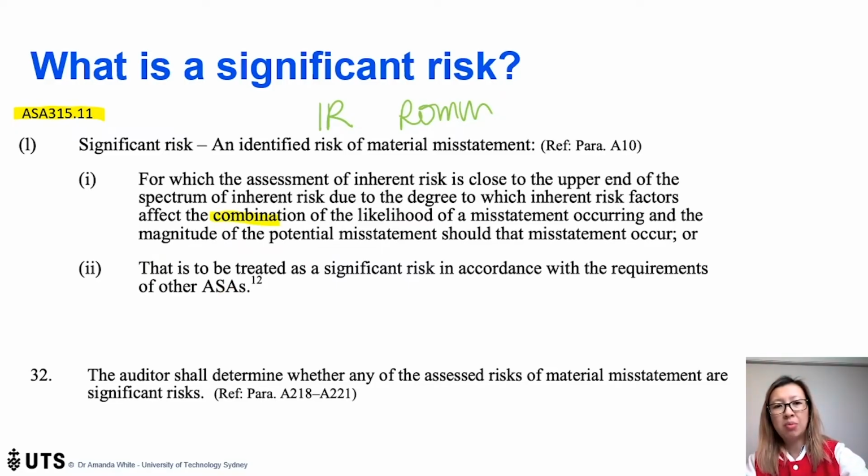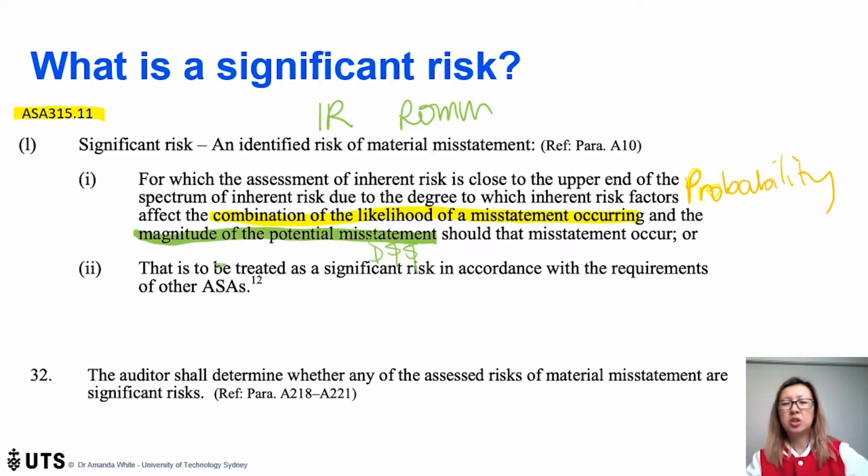We're looking at the combination of the likelihood of the misstatement occurring. Is it a 60% chance of happening, a 100% chance of happening? And then also the magnitude of the potential misstatement. So how big in terms of dollars could the error be? So the likelihood is like the probability. Well, it's not very easy to read there. Let me change colors. So the likelihood is the probability, the potential magnitude is the dollar value size.